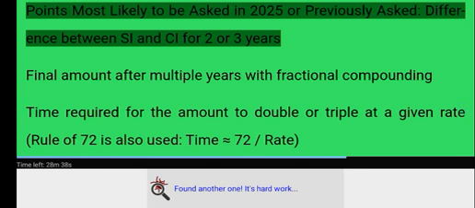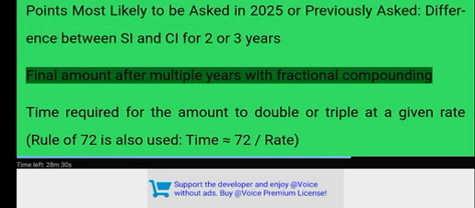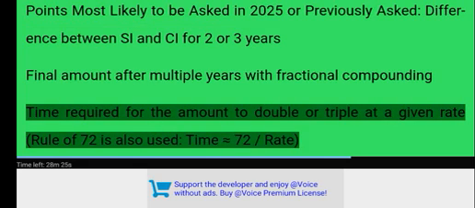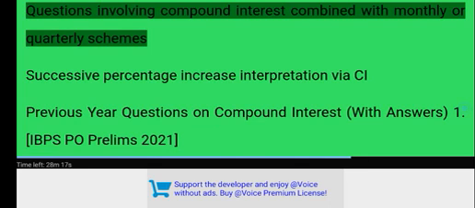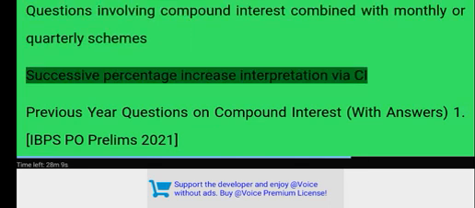Points most likely to be asked in 2025 or previously asked: difference between SI and CI for 2 or 3 years. Final amount after multiple years with fractional compounding. Time required for the amount to double or triple at a given rate. Rule of 72 is also used: time approximately equals 72 divided by rate. Questions involving compound interest combined with monthly or quarterly schemes. Successive percentage increase interpretation via compound interest.